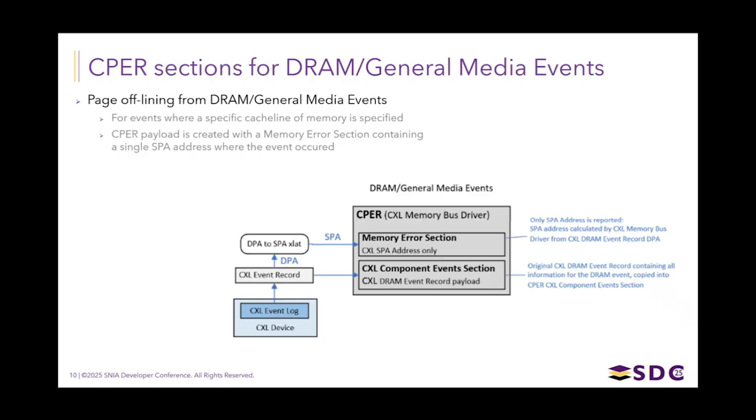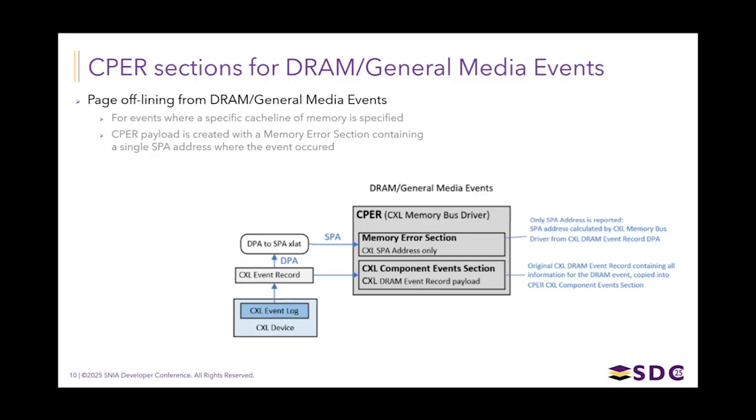Yeah, and so for these general media events, DRAM event records, the memory bus driver will generate this CPER payload. Inside of that is a CXL component event section. This is part of the spec, right? This was added in the early days of CXL. So what I show over here is a device with an event log, generates an event record. That raw payload goes into this event section, right? We just copy the event record payload so that upper layers of the stack have complete access to the original information.